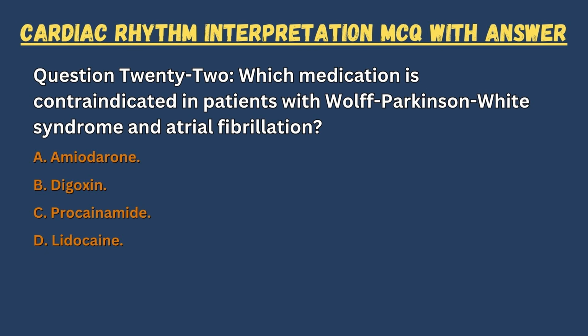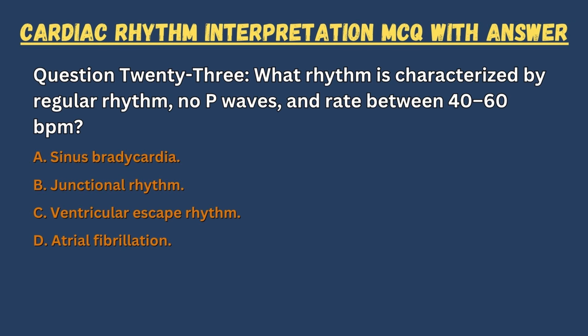Question 22. Which medication is contraindicated in patients with Wolff-Parkinson-White syndrome and atrial fibrillation? A. Amiodarone. B. Digoxin. C. Procainamide. D. Lidocaine. Answer. B. Digoxin.